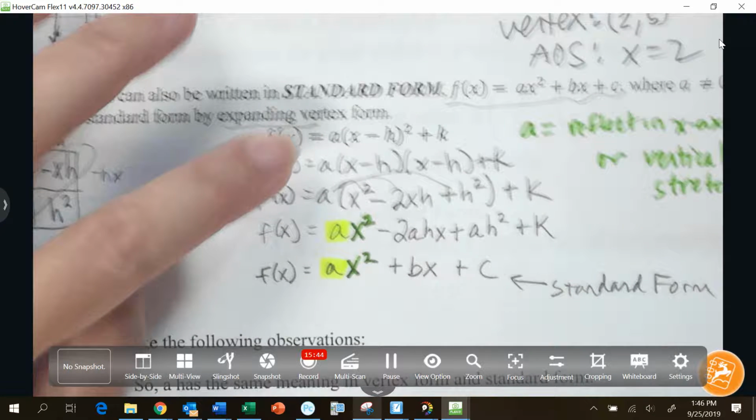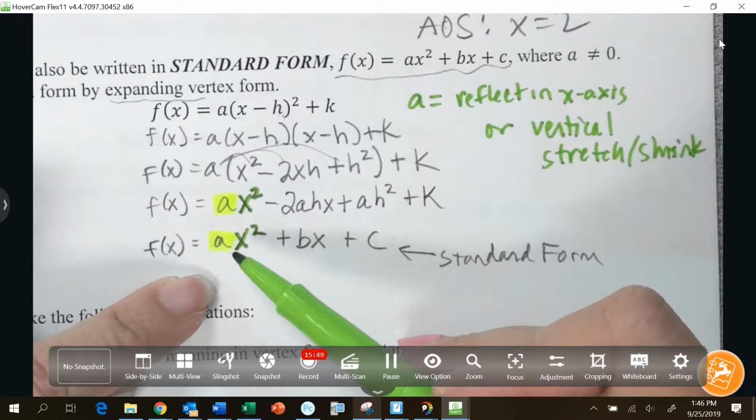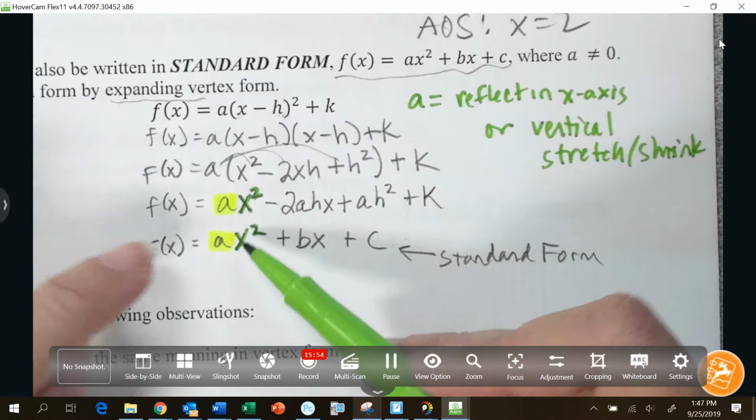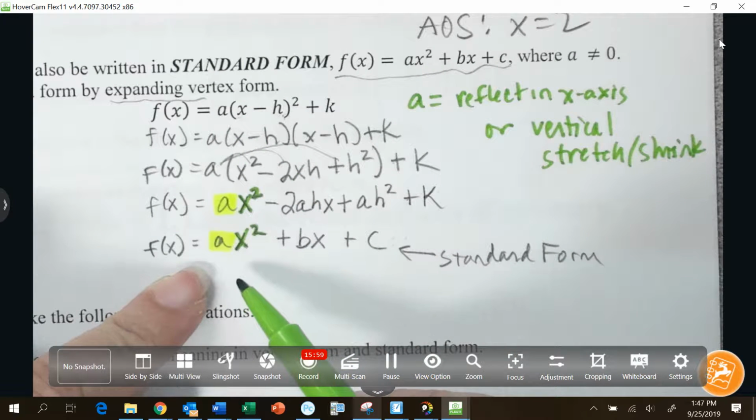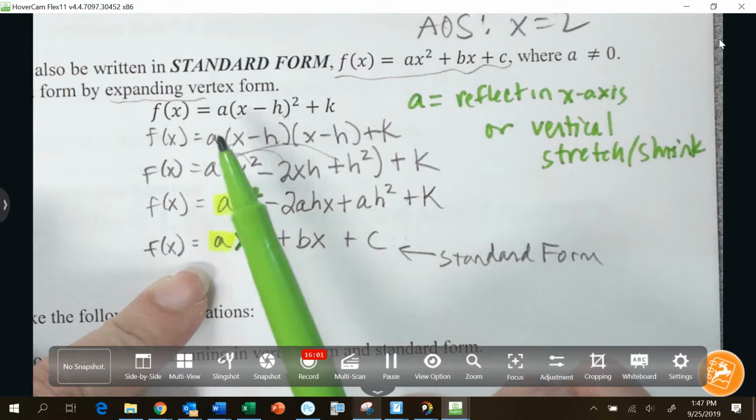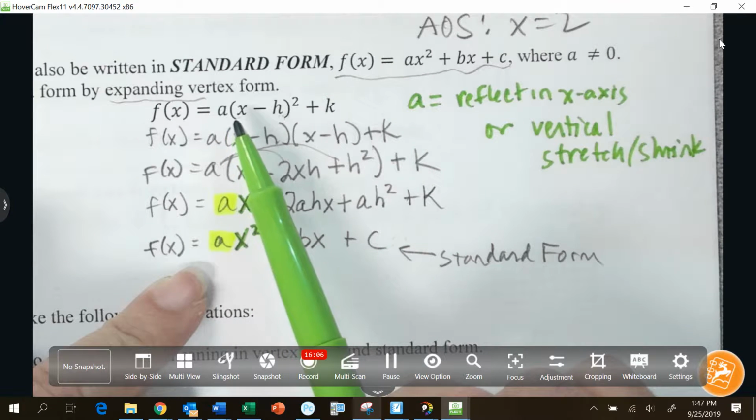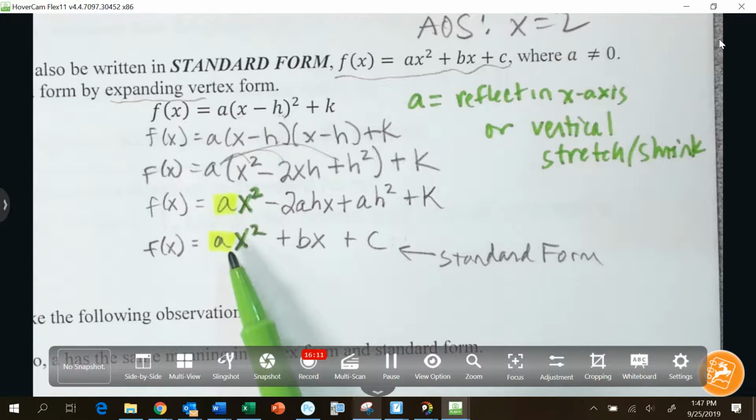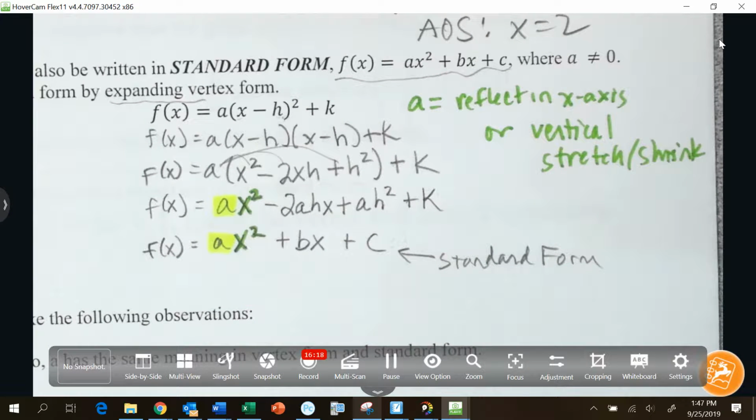And then in standard form, it's exactly the same. A hasn't changed. It's still there, and it's next to the x squared. A is exactly the same in vertex form as it is in standard form. They have the exact same meaning. So if A was a negative in vertex form, what would that tell me to do? Tell me to reflect it. If A is a negative in standard form, it tells me the same thing. There's a reflection. So the A's are exactly the same thing.